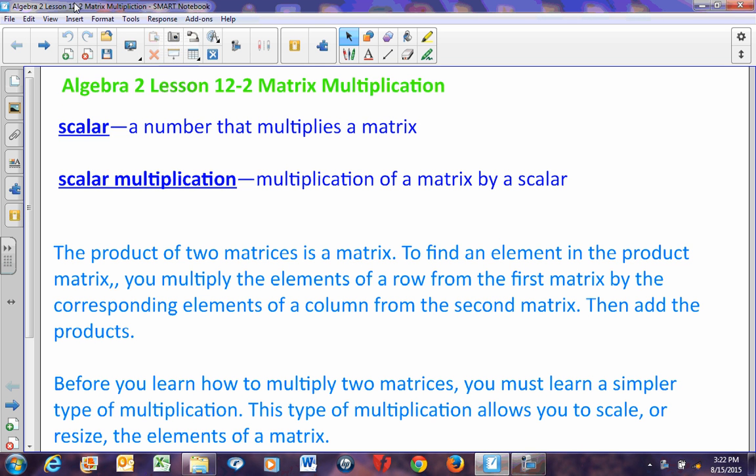Algebra 2, Lesson 12-2, Matrix Multiplication. Now there are two types of matrix multiplication. We'll be going through both types in this lesson.